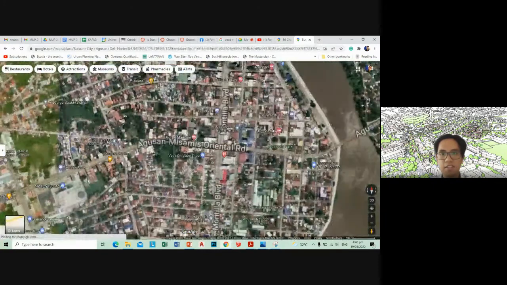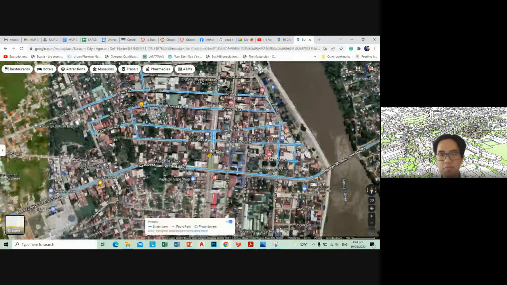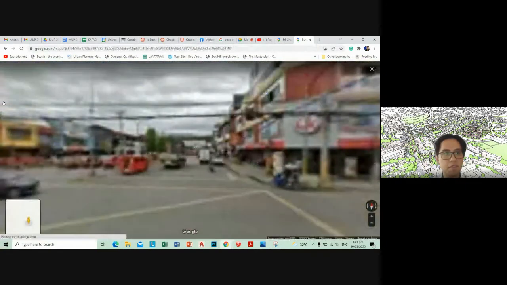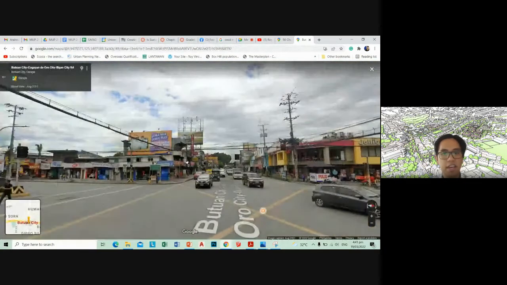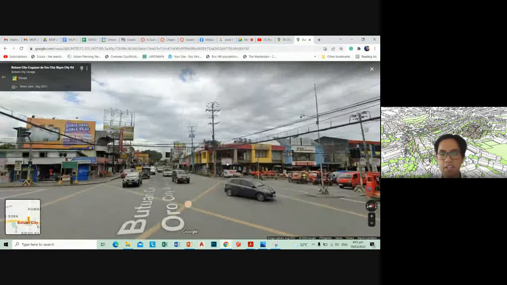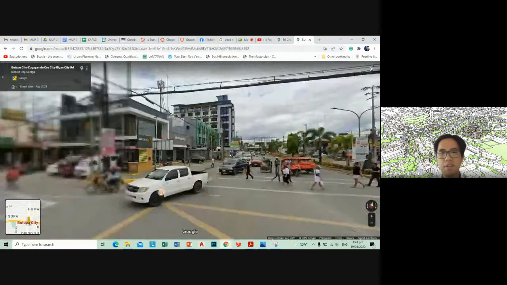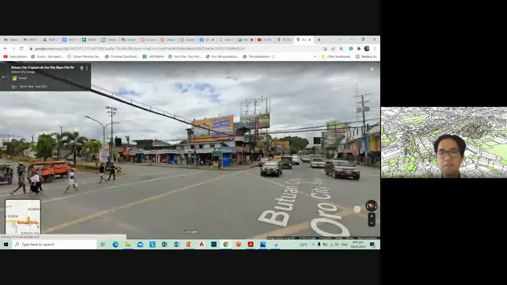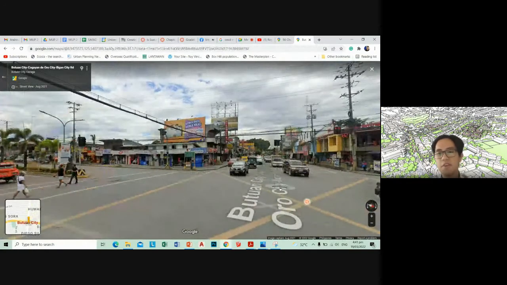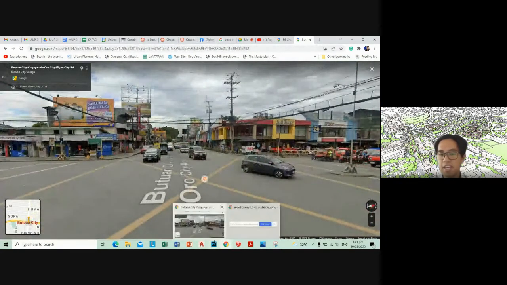Let's go to the city center. I think this is fairly achieved because everything is on a grid. It's really just that the architectural styles of each building are too different, so it's not unified. So I think for this particular method of composition, Butuan City has succeeded.